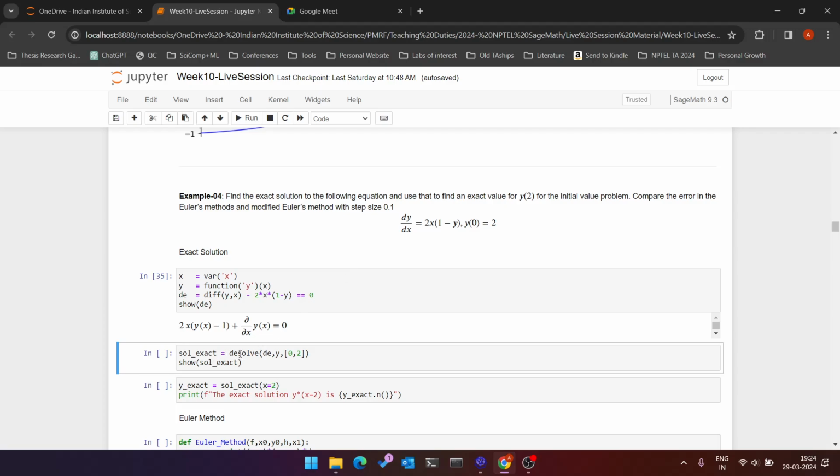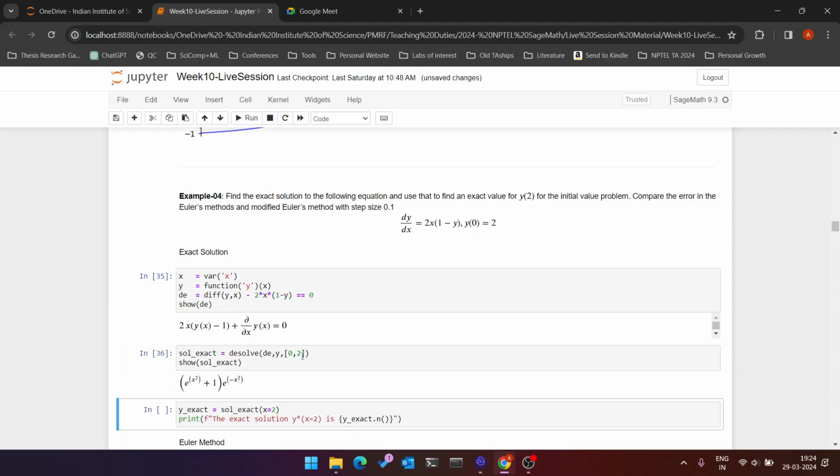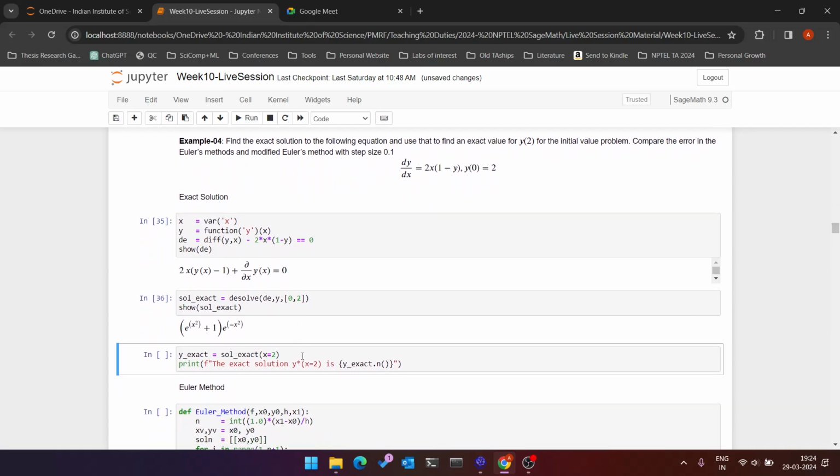We'll be solving this using the dsolve function, wherein we have a differential equation, dependent variable y, and at x equal to 0, y equal to 2 as my initial condition. If I run this cell and print out the exact solution, this is what I see.